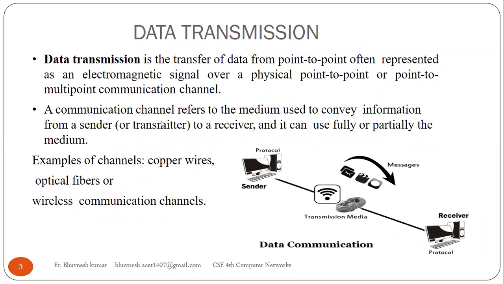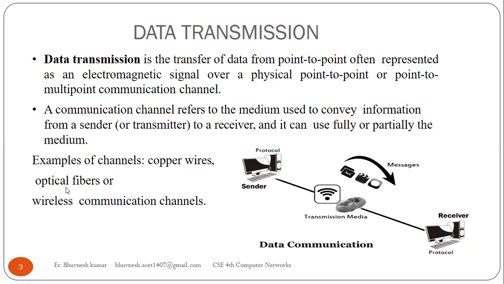Before that, the concept is data transmission. An example of your channel, or transmission media, can be a copper wire. Transmission media, you can also say a communication channel, can be copper wire, optical fibers, or a wireless communication channel. Your cable TV channels are received through a copper wire, that is your coaxial cable. In a coaxial cable, there is a copper wire in it.